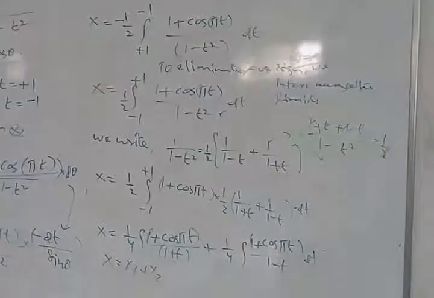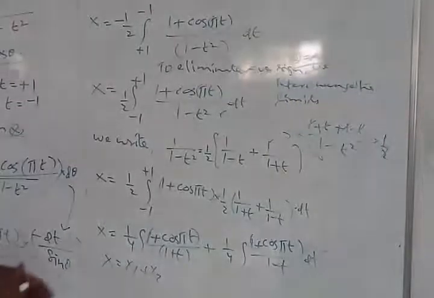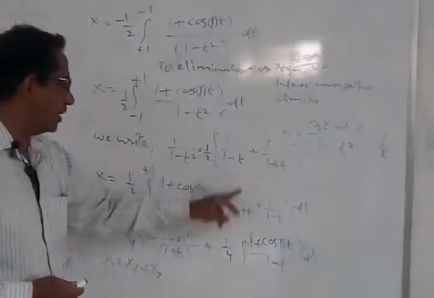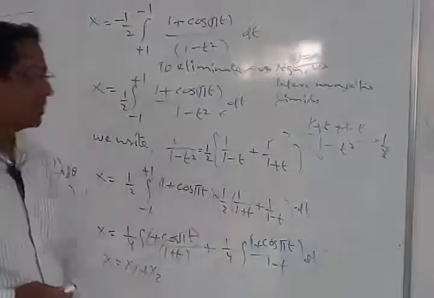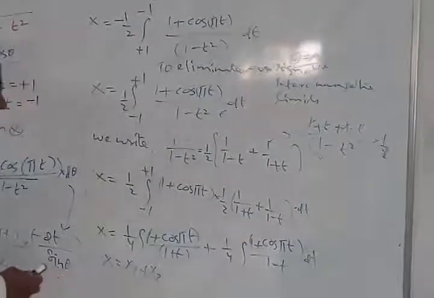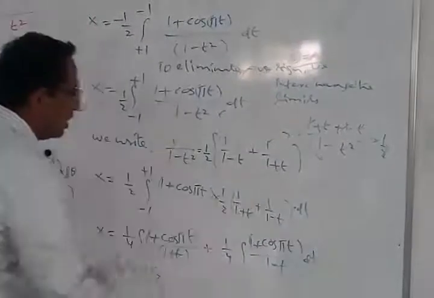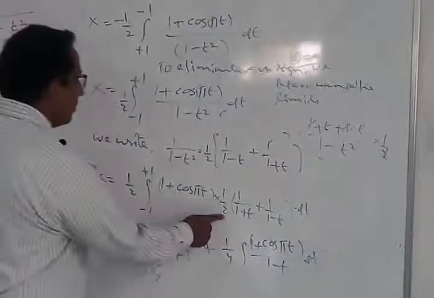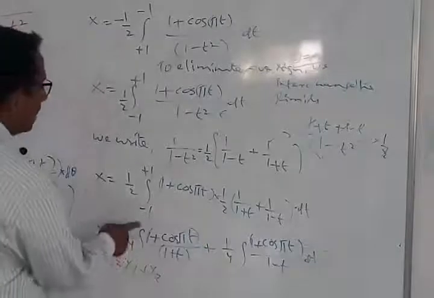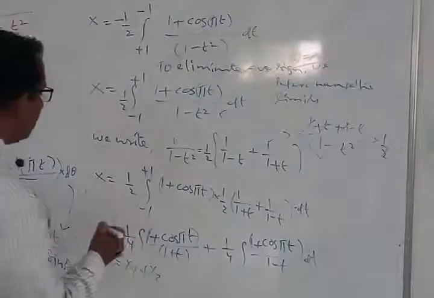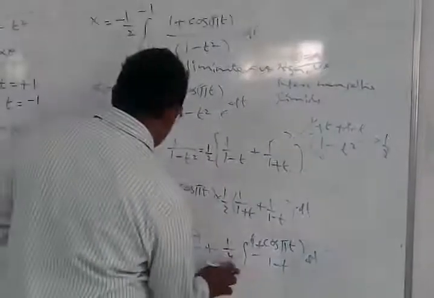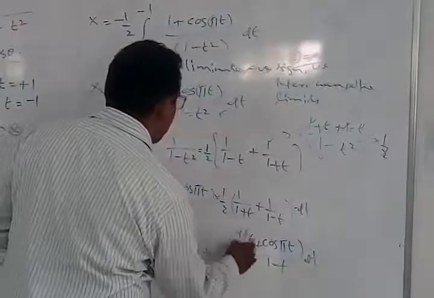Now while solving this equation, let us make this substitution. Instead of 1 by 1 minus t square, I simply substitute this 1 by 2 into 1 plus t plus 1 by 1 minus t into dt. Now I can separate this into two equations. That is 1 by 2 into 1 by 2 is 1 by 4 into integration of, this is minus 1 to plus 1, of course. So this limit is going to be the same, minus 1 to plus 1, that I will be having over here.